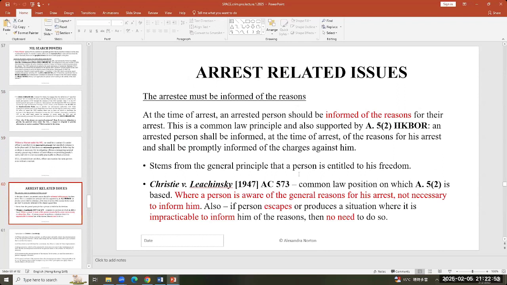So let's talk about some general principles. As part of a lawful arrest, a person arrested has to be informed of the reasons for their arrest. In other words, they have to know why they're being arrested. So that comes from the case of Christie and Lichinsky, but there's some exceptions.